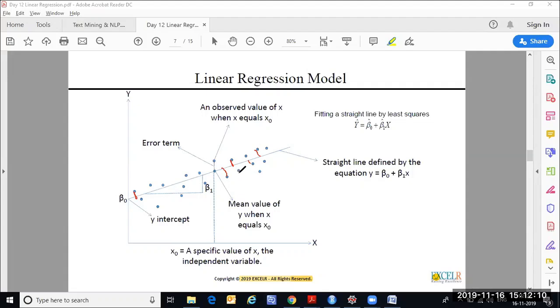So the technique of selecting the best fit line based on the least distance is called ordinary least square technique, OLS. Okay.